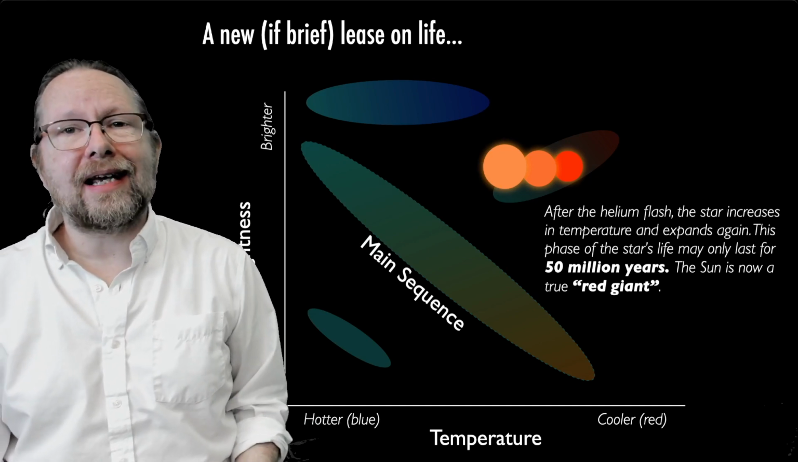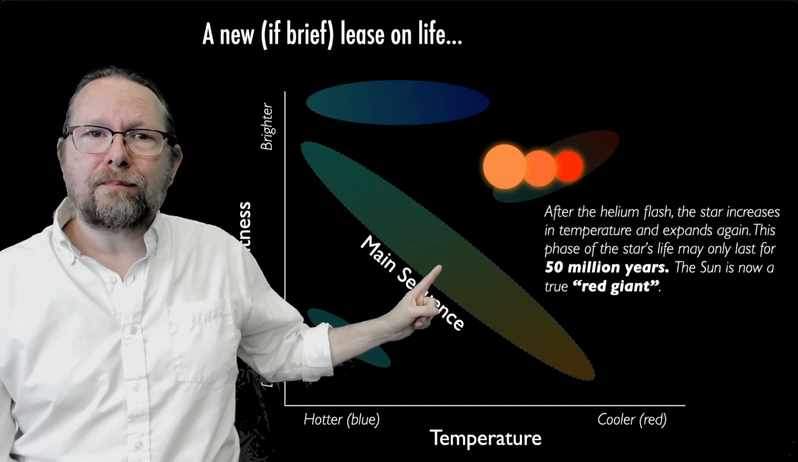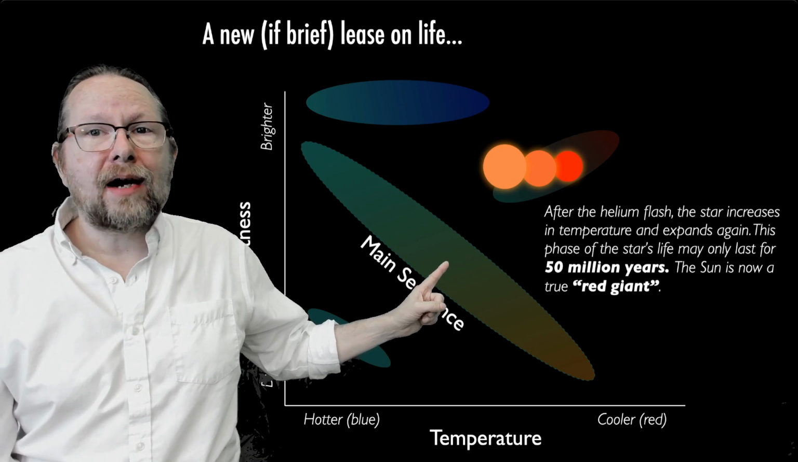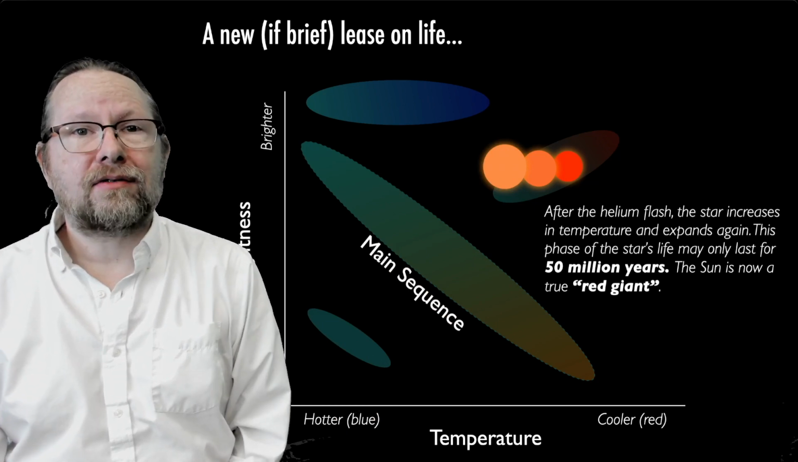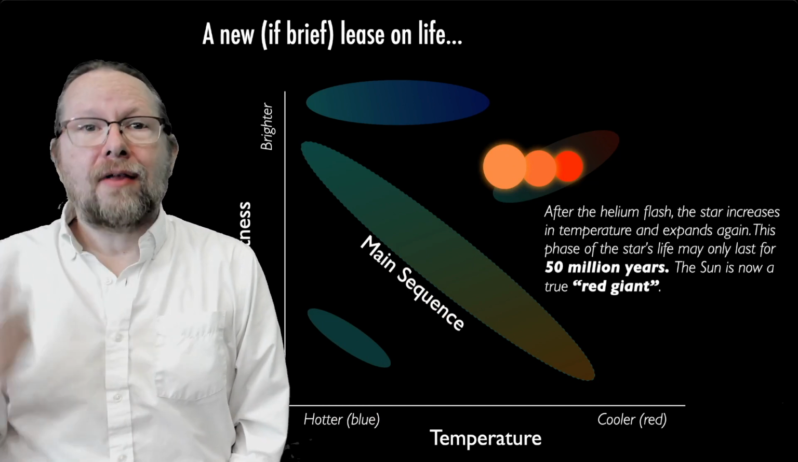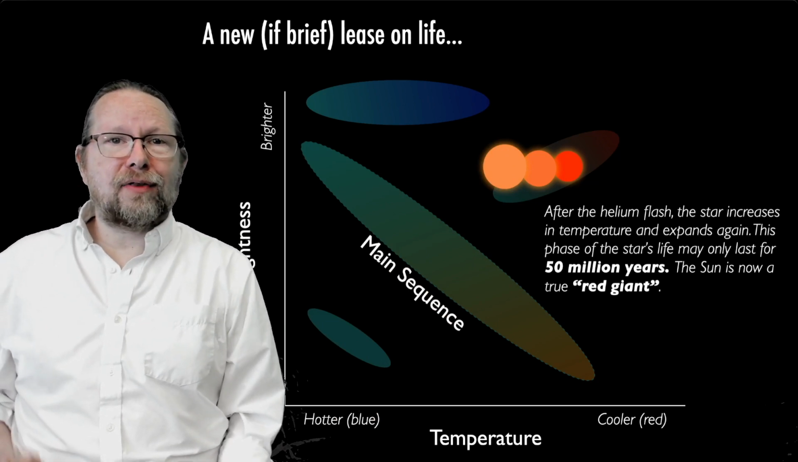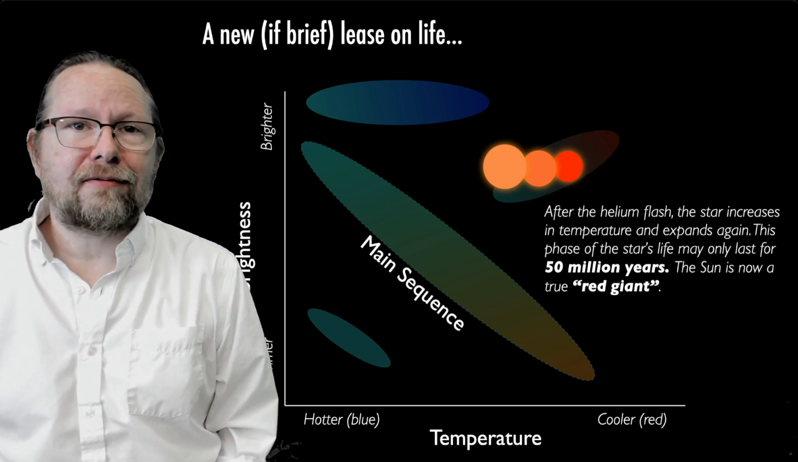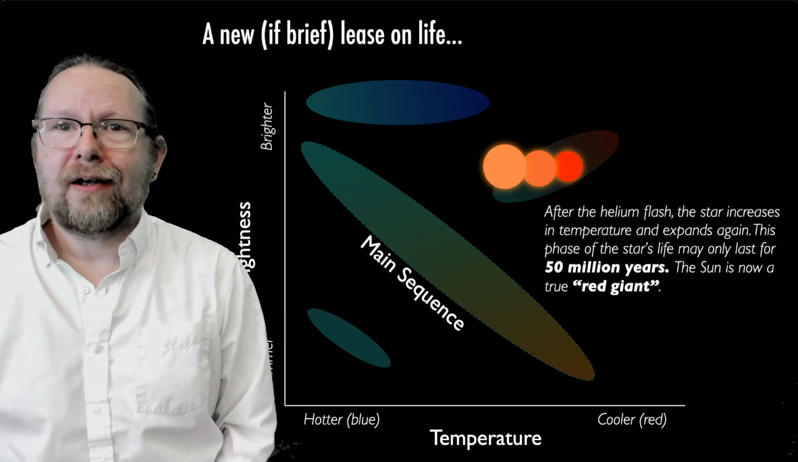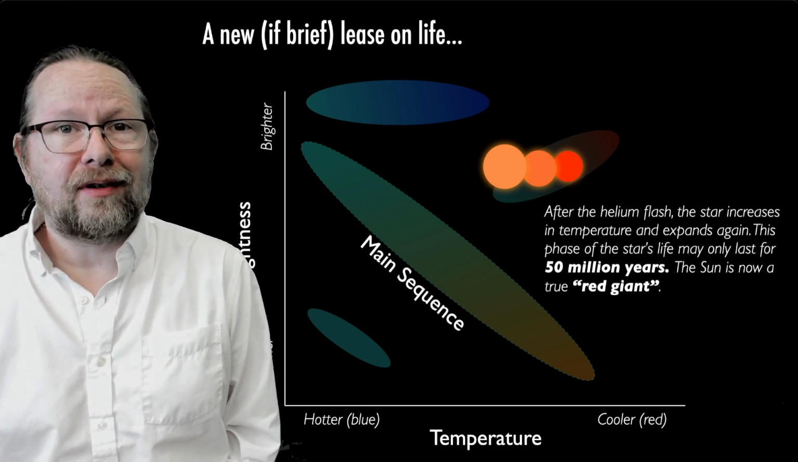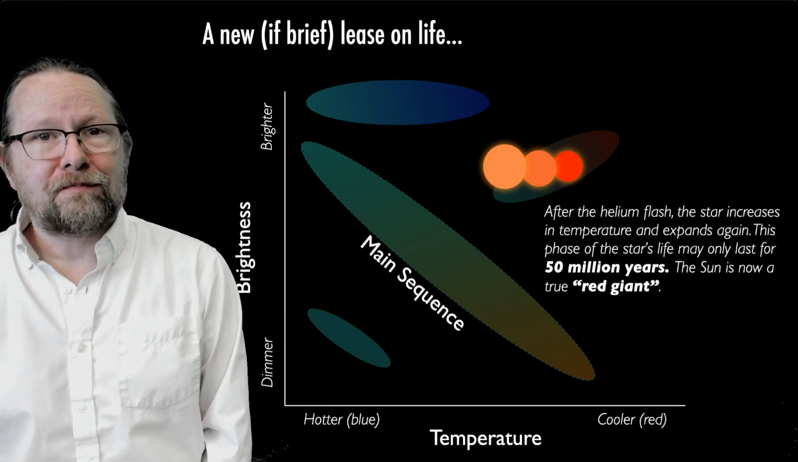So a red giant is a main sequence star that has run out of hydrogen fuel but is now burning helium as an energy source. This stage of the sun's life is, again, very short. It might only last for 50 million years or so. The sun is on life support at this point. It doesn't have much time left.